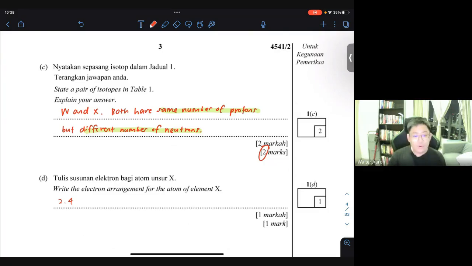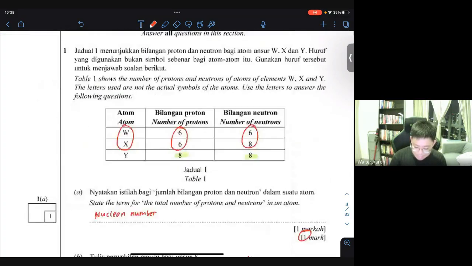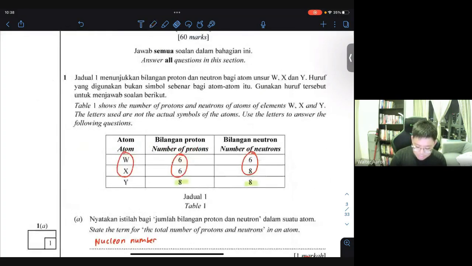Okay. For D, write the electron arrangement of atom of X. So atom X has technically 6 protons. Okay, so inside a neutral atom, there are equal numbers of protons and electrons. That's why they are called electrically neutral, right? The charges of the protons and the electrons cancel out each other. So since X has 6 protons, technically X also has 6 electrons.